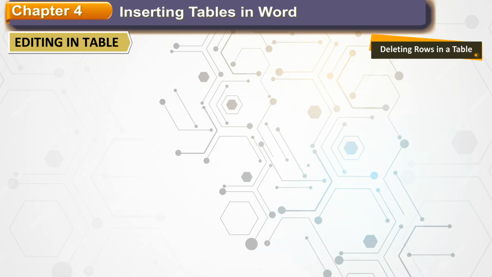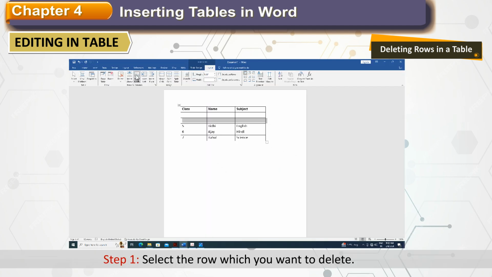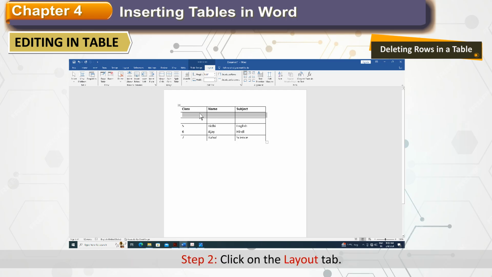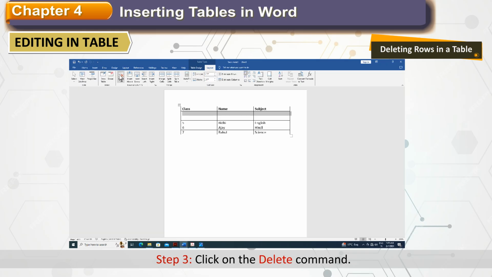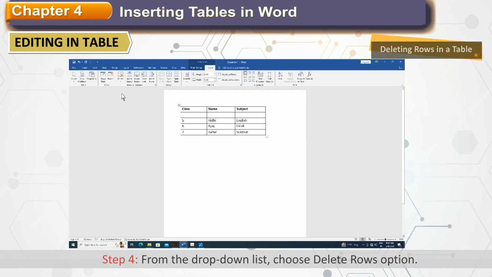Deleting rows in a table. To delete rows from a table, follow these steps. Step 1. Select the row which you want to delete. Step 2. Click on the Layout tab. Step 3. Click on the Delete command. Step 4. From the drop-down list, choose Delete Rows option.